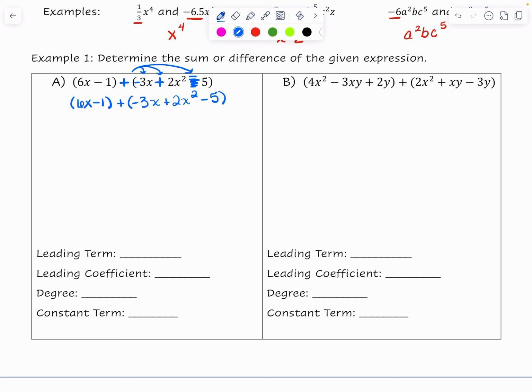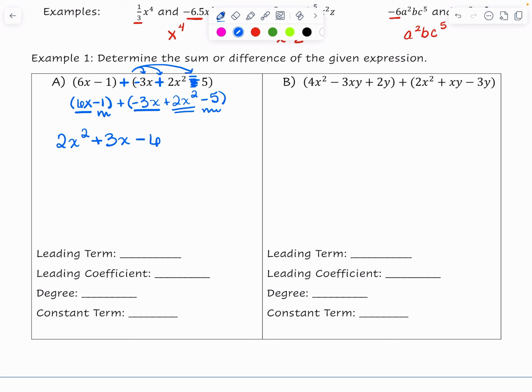Right? So when we write this in standard form, we're going to look for the one with the highest degree or the highest exponent, and that would be positive 2x squared. And no other terms have 2x squared, so that's the first term. Now we look for any of them that have just an x. So I have 6x minus 3x. 6 minus 3 is positive 3x. Then the last piece I need is the constant terms. So I have negative 1 minus 5 is negative 6.